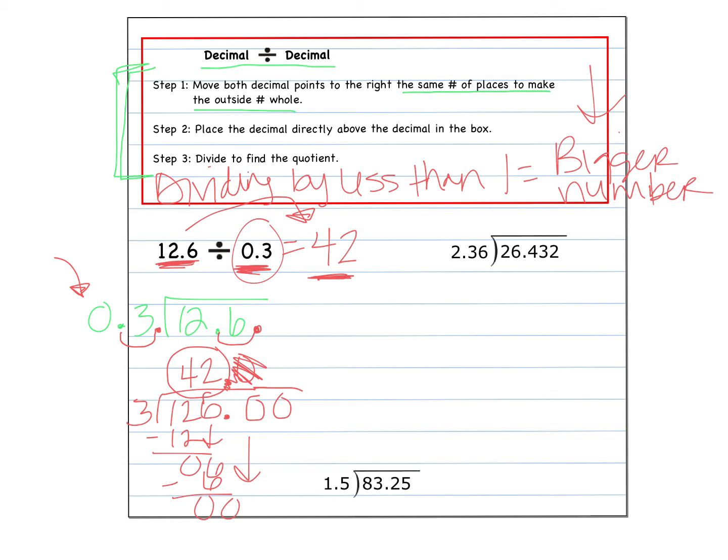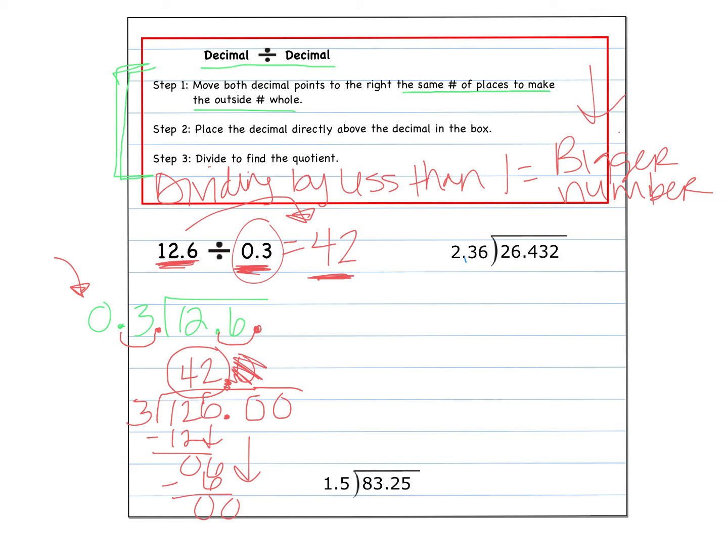26 and 432 thousandths divided by 2 and 36 hundredths. So if we take off our decimals, we can see it's going to be about 26 divided by about 2. So this time I know my answer is going to be less than 26 because my number I'm dividing by is greater than 1. So the decimal has to be less than 1 in order to make it a bigger answer.